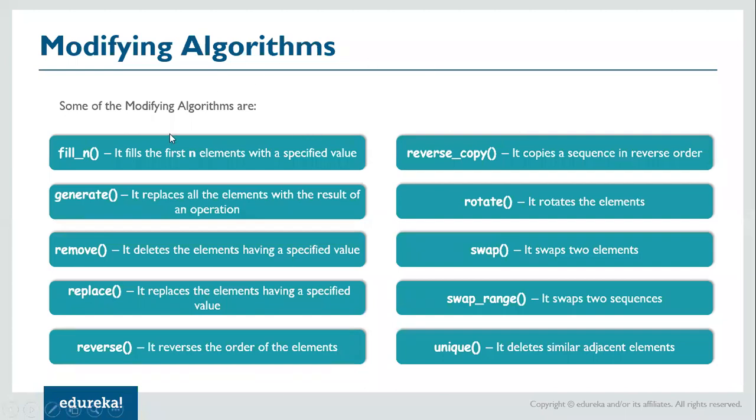Similarly, we have some modifying algorithms. Some of the modifying algorithms are fill and generate, remove, replace. For example, remove deletes the element having a specified value. Replace replaces the element having a specified value. So you can reverse, you can swap, you can rotate, or rather you can reverse the content of a container, right? These are known as modifying algorithms, meaning that they modify the content of the container on which the algorithm is applied.